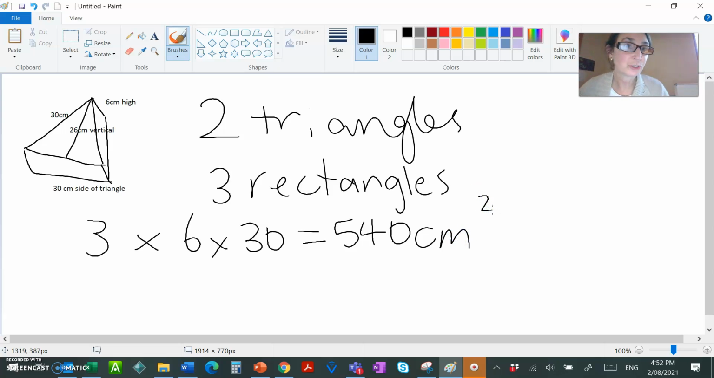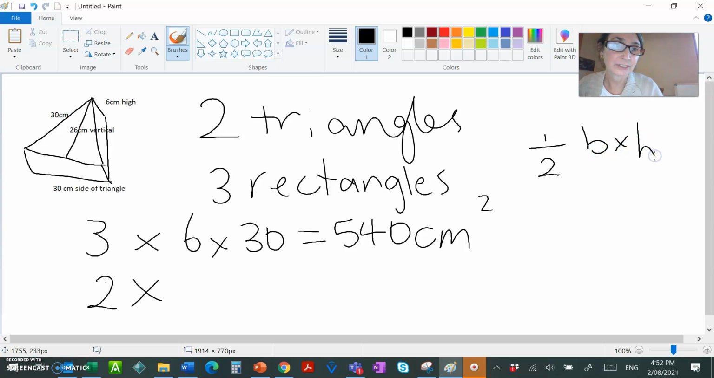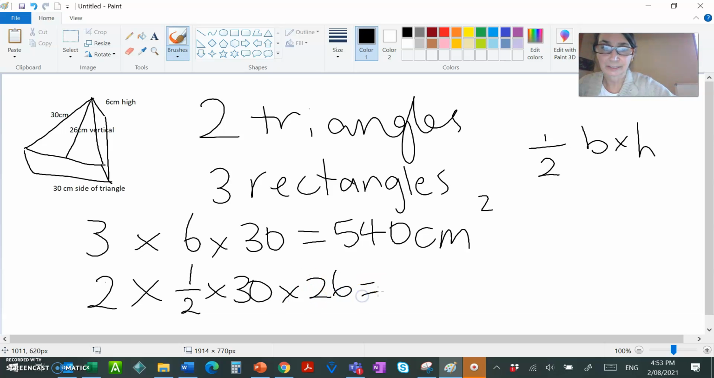Now we're going to measure the two triangles, remembering that the two triangles are the same size as each other. So we can just say 2 times. Now, the formula for a triangle is half base times height, or some of you know that as base times height divided by 2. It's the same thing. So here I'm going to say 2 for the front and the back, 2 times a half. Now the base of the triangle is 30 centimeters and the height of the triangle is 26 centimeters.